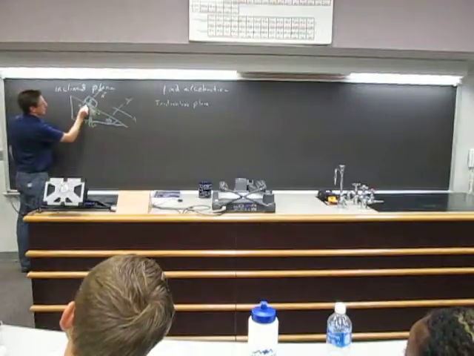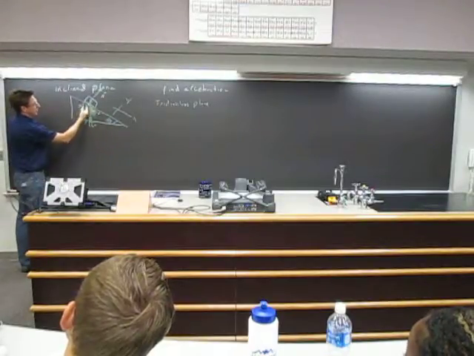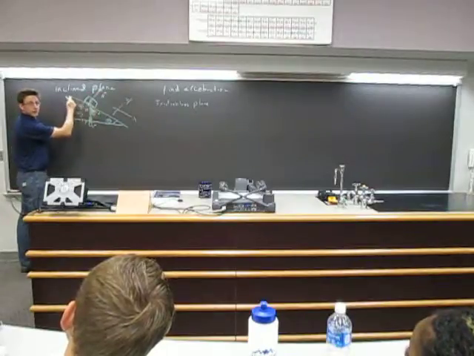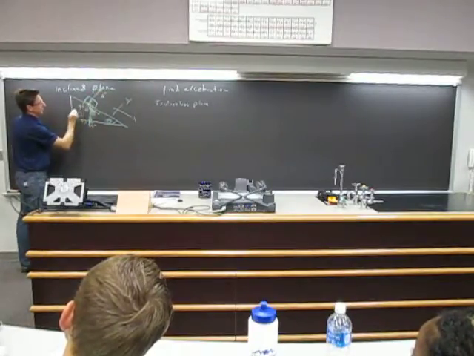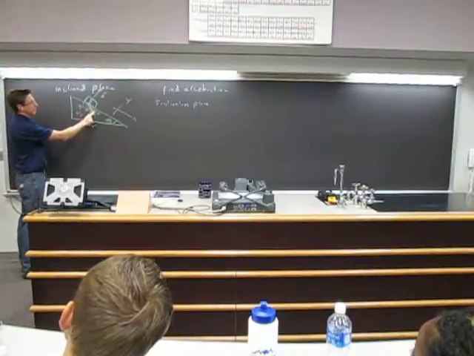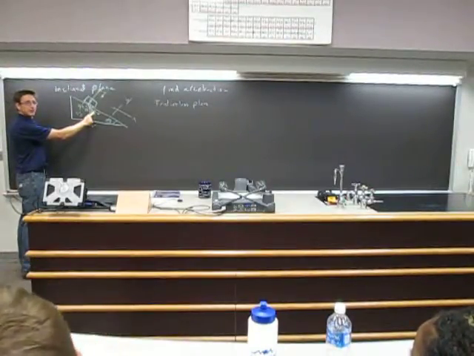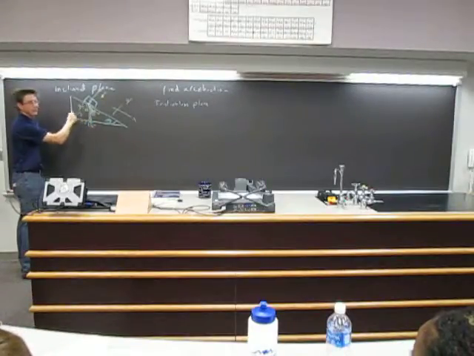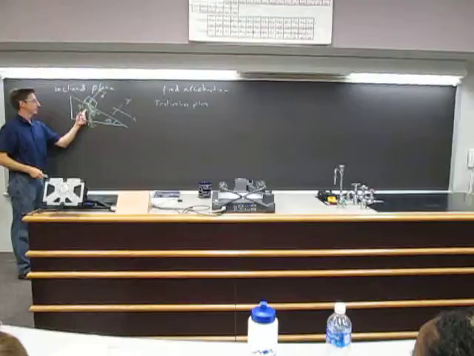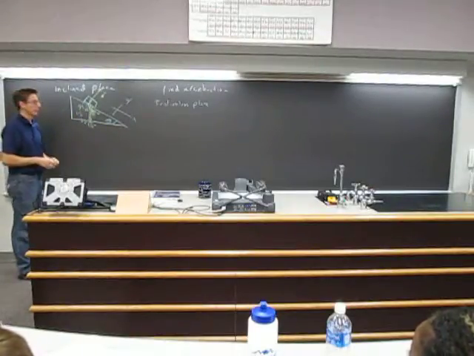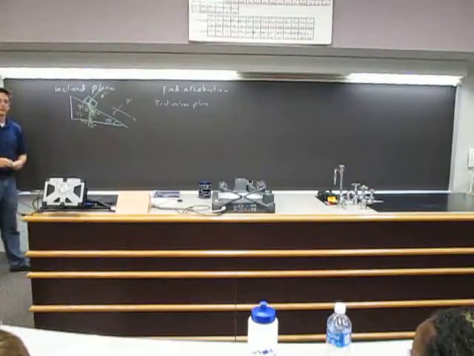This line coming straight down is perpendicular to this plane, so this is a 90-degree angle here. So if this is 90 degrees minus theta, and this whole thing is 90 degrees, that means this is going to be theta. Okay, so that's the formal proof of that.